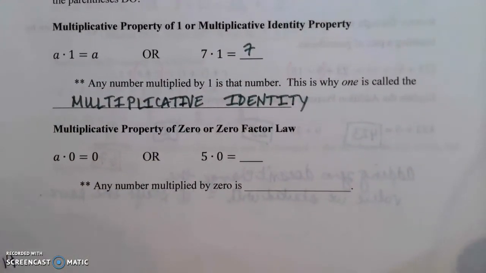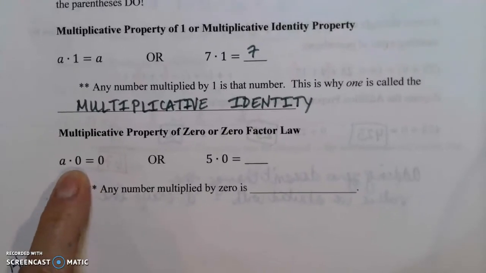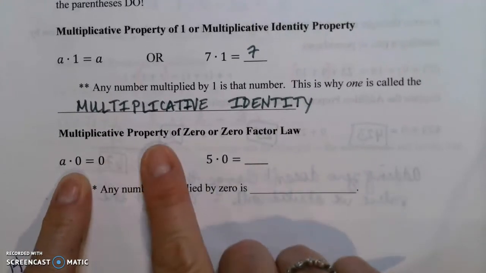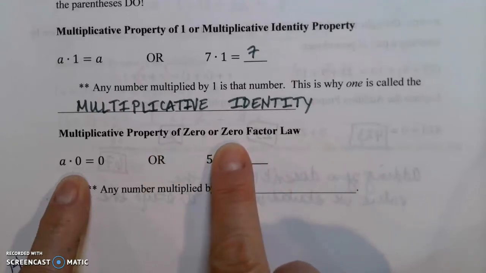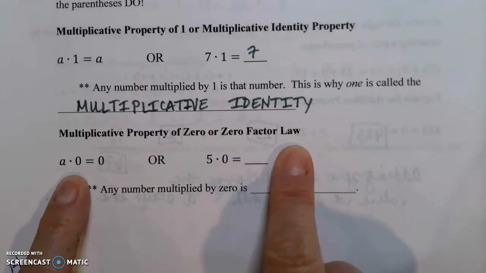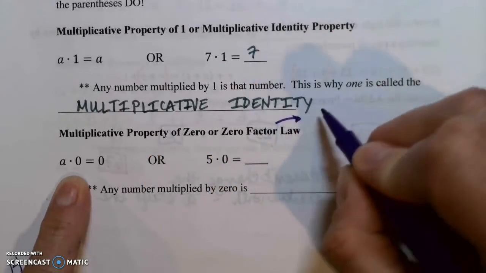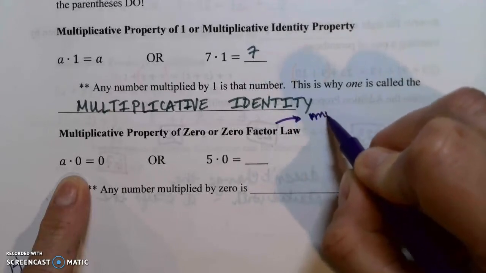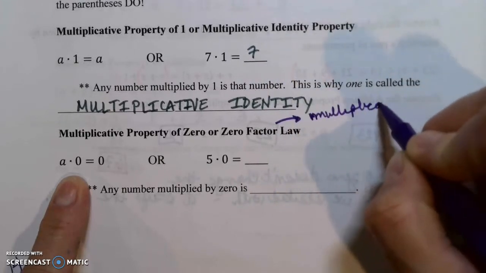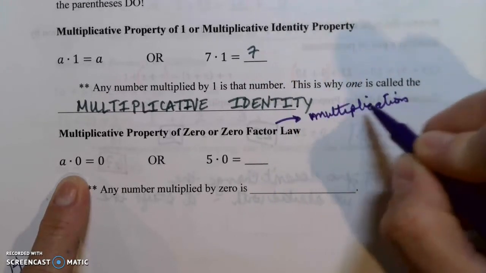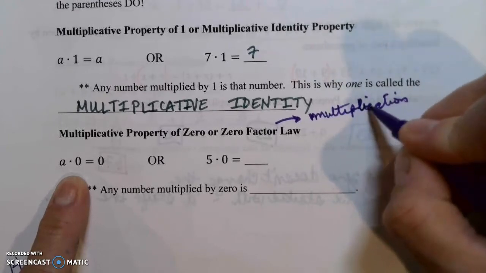And then we have one other thing here, because remember 1 and 0, they always have to be different. 0 has a special property when we are looking at multiplication versus when we're looking at addition. So we do have that thing that's called the multiplicative property of 0. You also might see it as the 0 factor law.